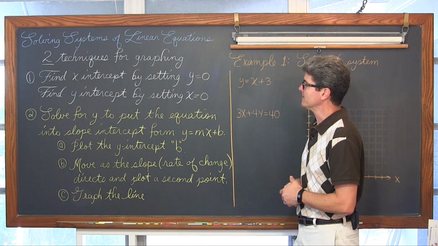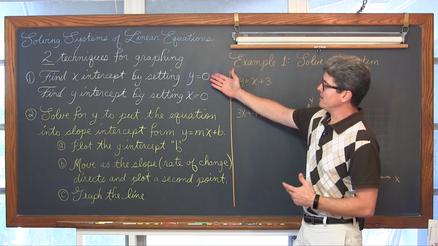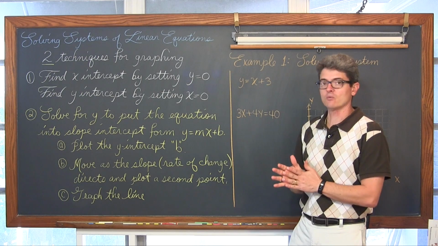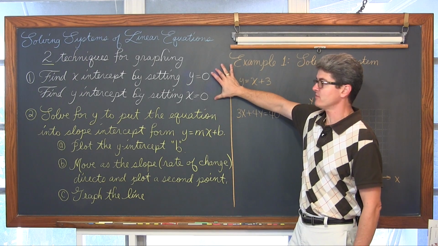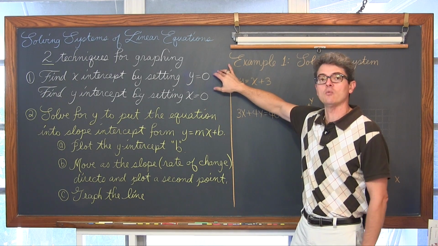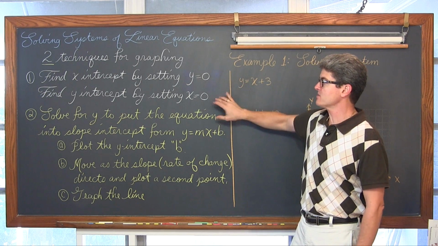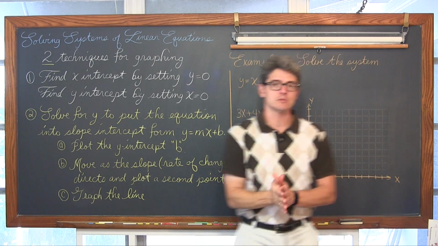We're going to be using two techniques for graphing. We're going to be finding x and y intercepts of lines. You find the x-intercept by setting the y-coordinate, or the y variable, equal to 0, and you find y-intercepts by setting the x value equal to 0.